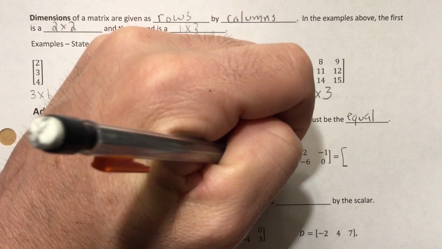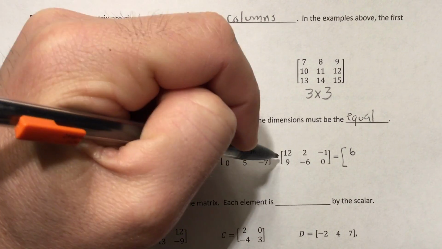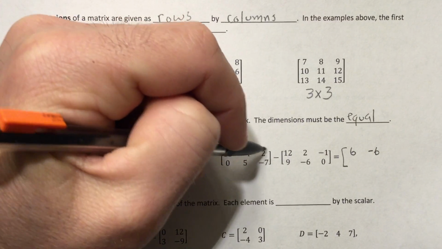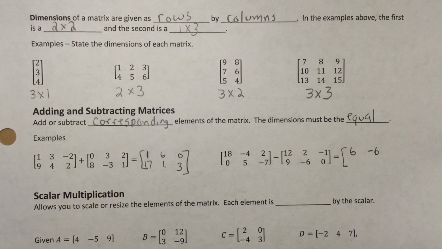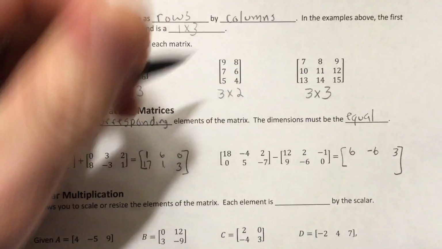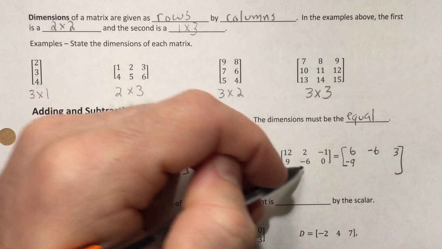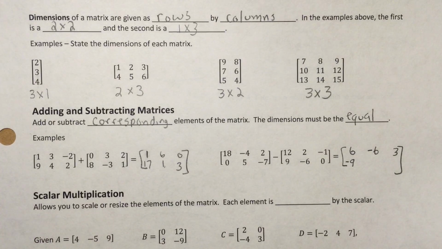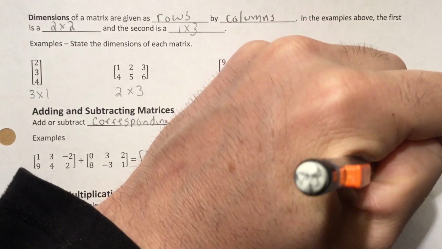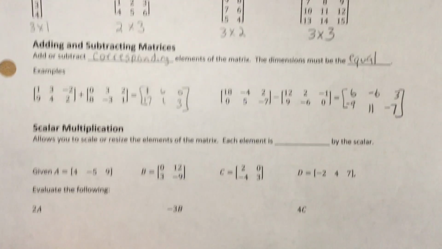So I'm going to take 18 minus 12, which is 6. Just be careful. Negative 4 minus 2 would be negative 6. And here's where you have to be careful. 2 minus a negative 1. This would be a double negative, so I'd be adding. 2 plus 1 is 3. 0 minus 9 is negative 9. 5 minus a negative 6, and that double negative would be adding, so 5 plus 6 is 11. And then negative 7 minus 0 is negative 7. So that's adding and subtracting matrices.